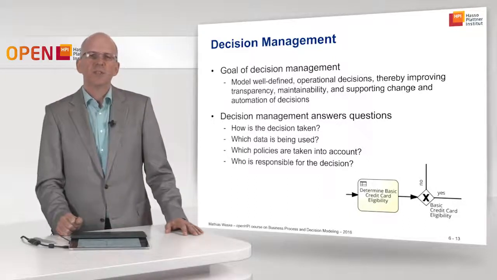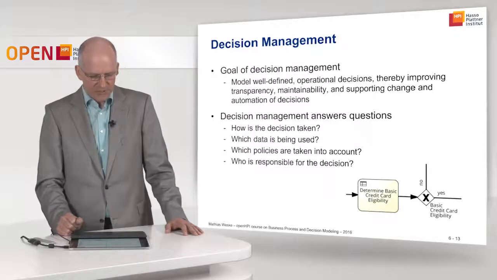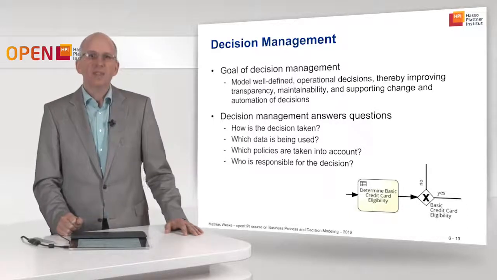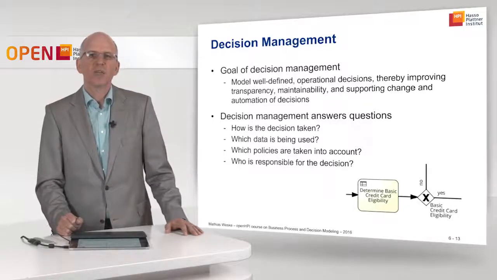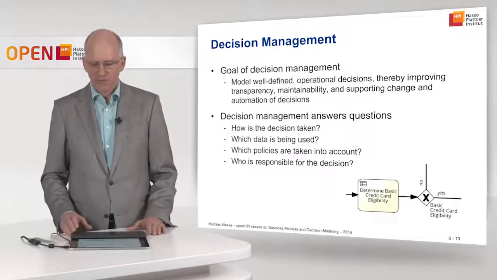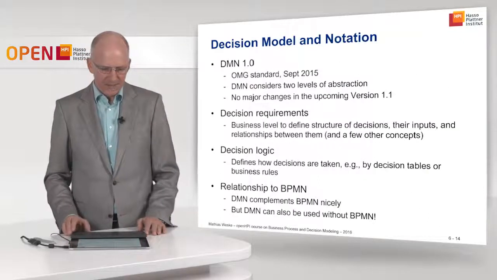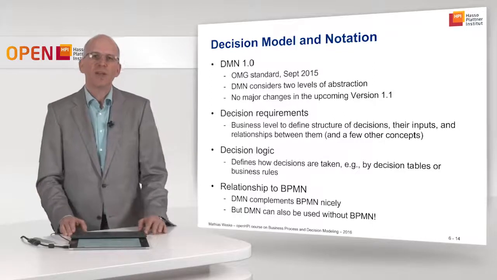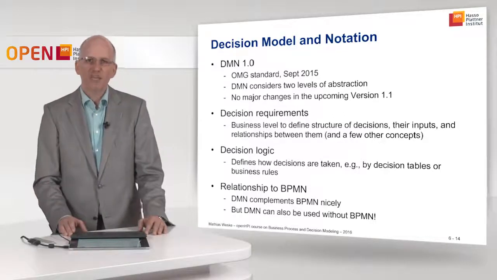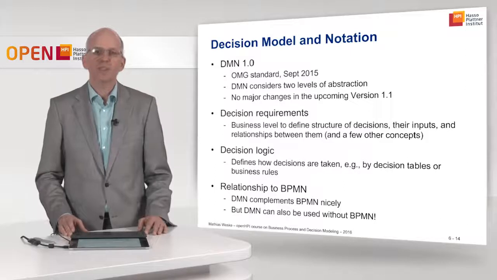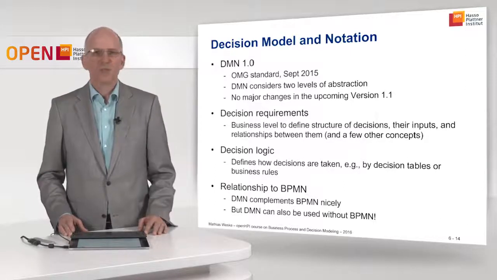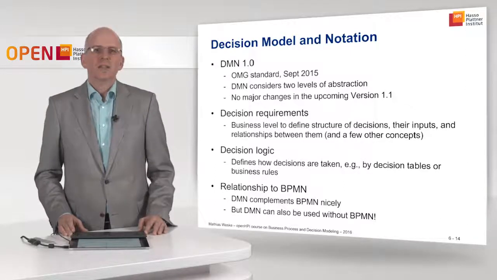Decision management answers questions like how is a decision taken, which data is being used, which policies are taken into account, and who is responsible for a decision. In order to support these types of models, the decision model and notation has been introduced as an OMG standard in September 2015. DMN considers two levels of abstraction, as we'll see shortly.